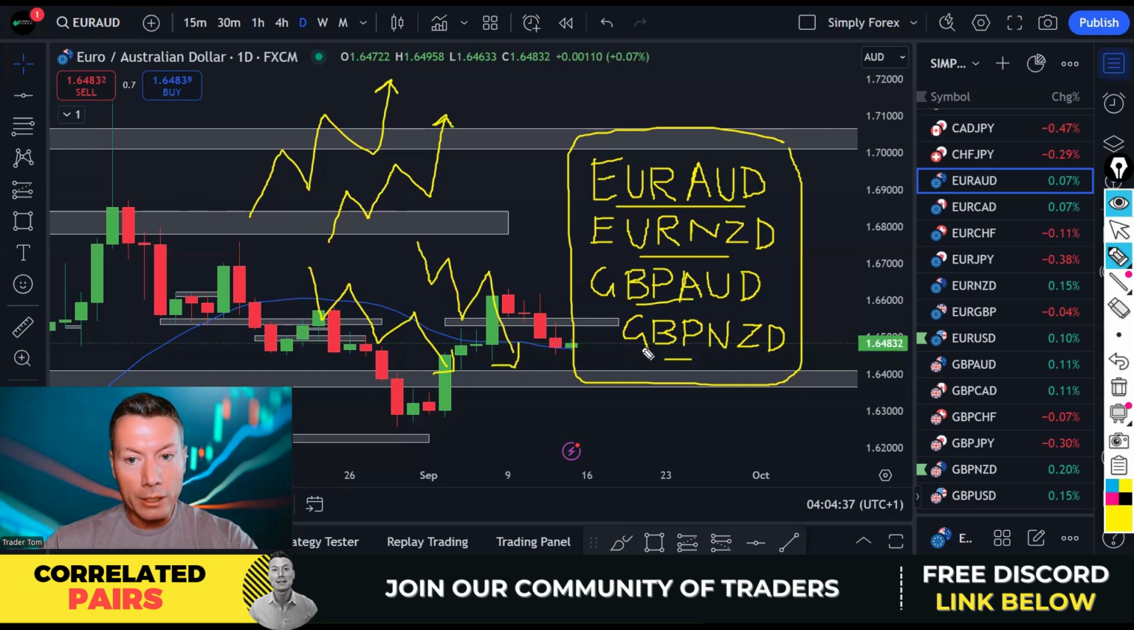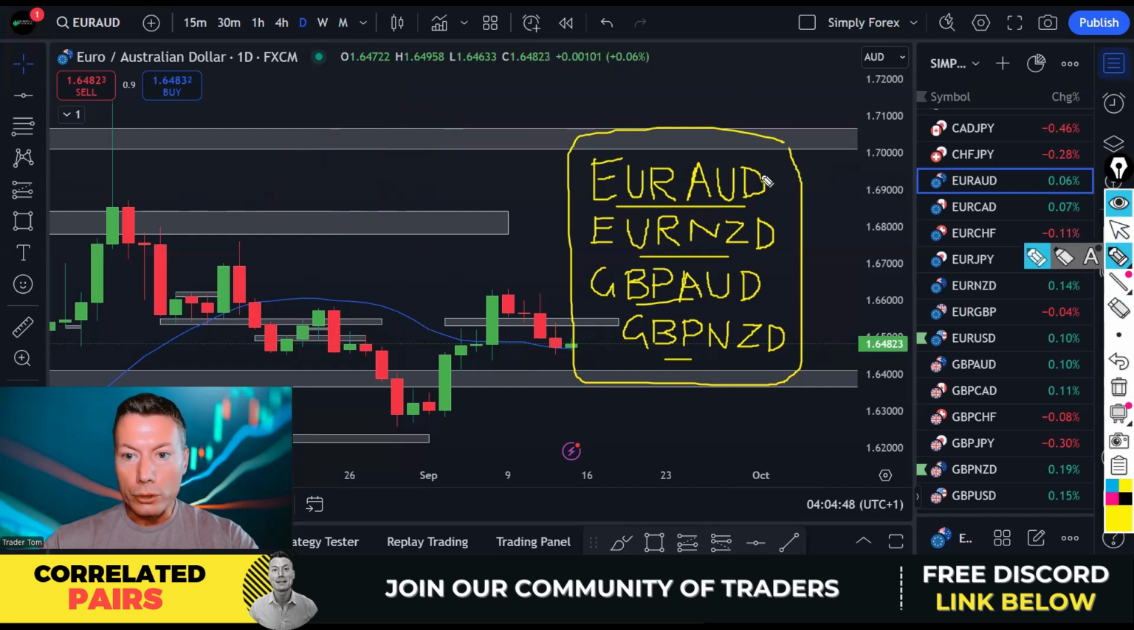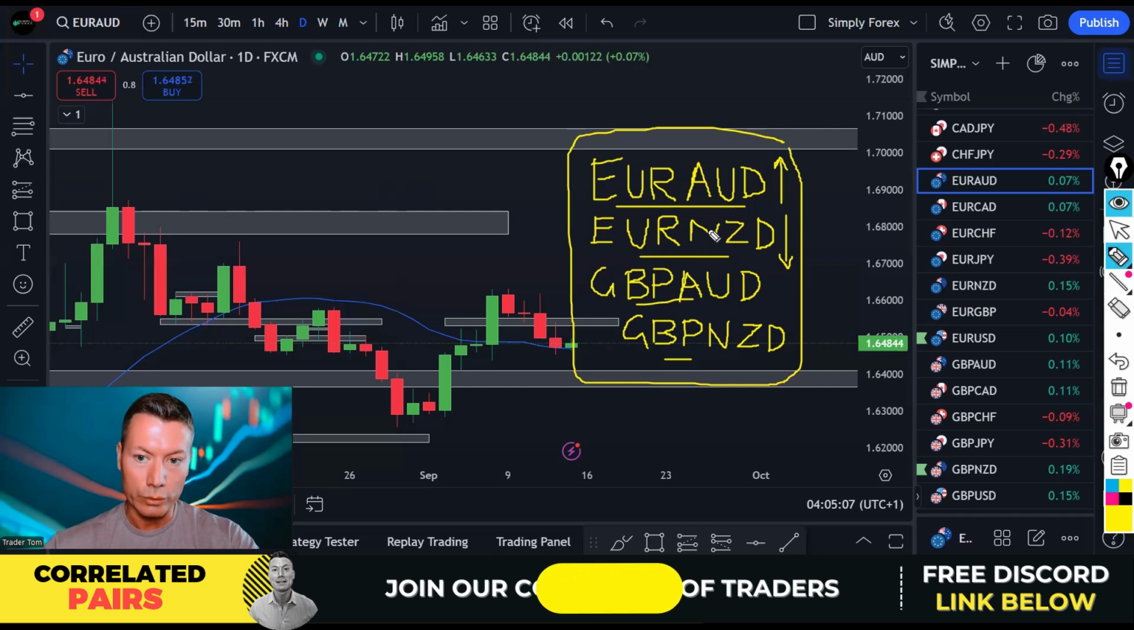They are positively correlated. Now, let's get rid of this off the screen because what's really going to confuse you is this, guys. I want to buy Euro Aussie dollar and I want to sell Euro New Zealand dollar. Confusing, yeah? You'll possibly argue, Tom, your trade doesn't make sense. And there's a good argument for that. But I'm going to explain exactly what I will do, so stay tuned.